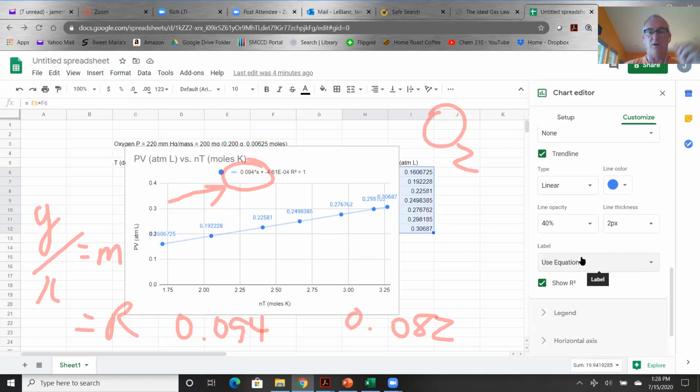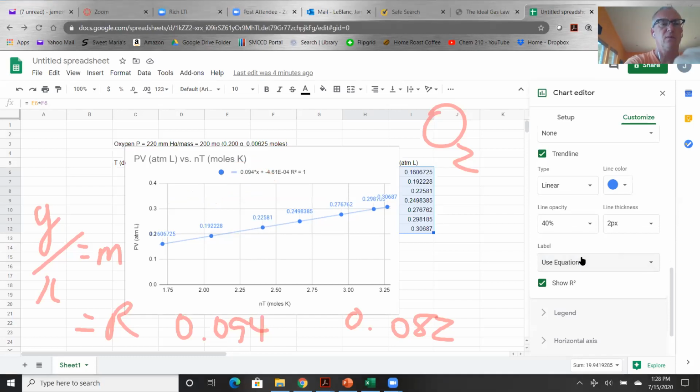Got you. So what's this other number that's here? We got two numbers on the equation. What's the other number? We've got 0.094, and what's this plus minus 4.61 times 10 to the minus 4? What's that?